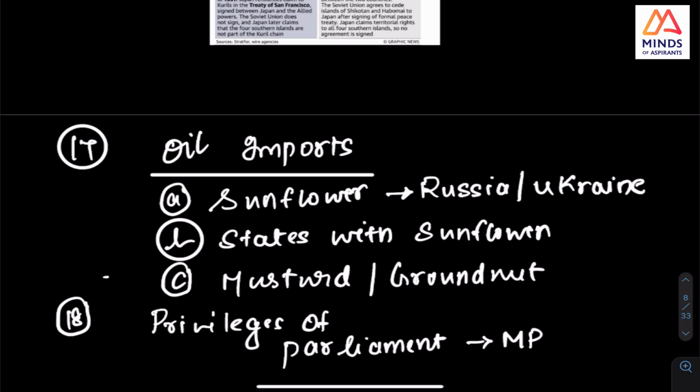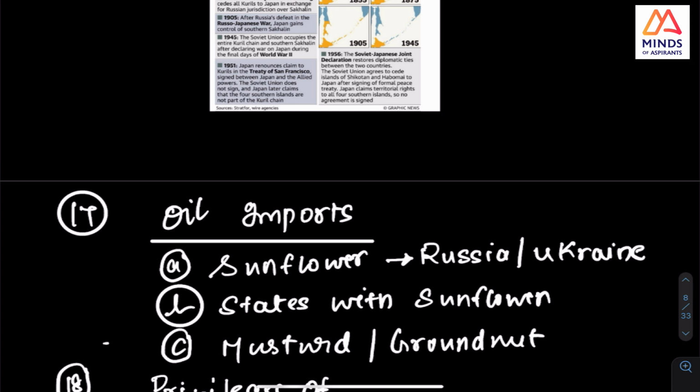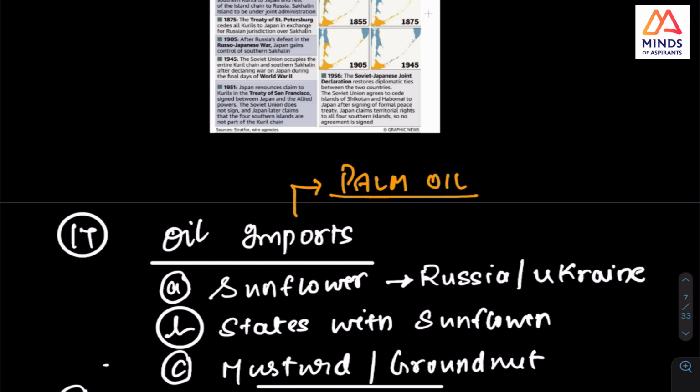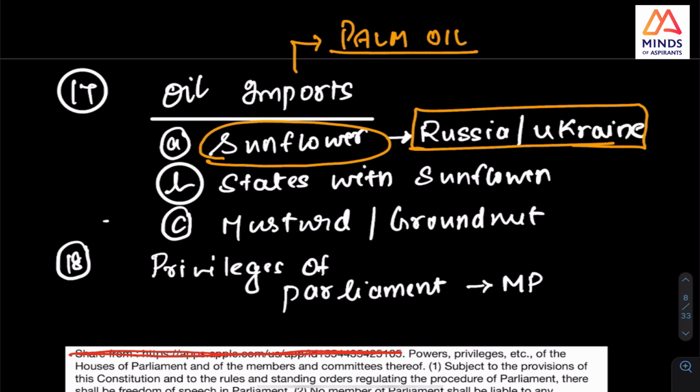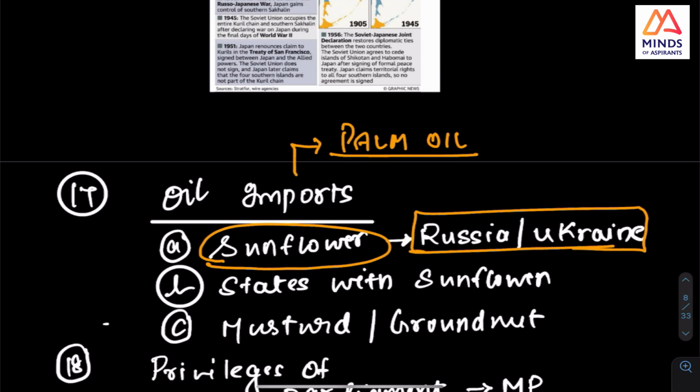Next is oil import. They keep asking questions about oil import in India. Last time they asked a palm oil question. The year before also some oil import question was there. Now why is it in the news? Because Russia and Ukraine are at war, and sunflower oil is mostly imported, so we actually import sunflower oil.